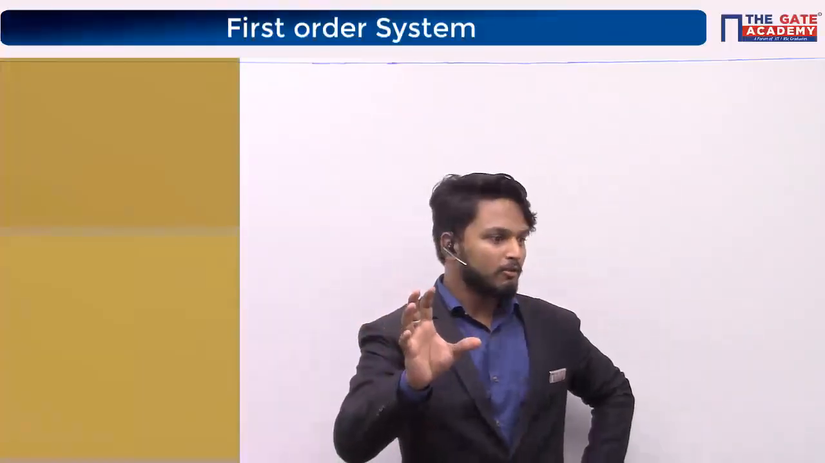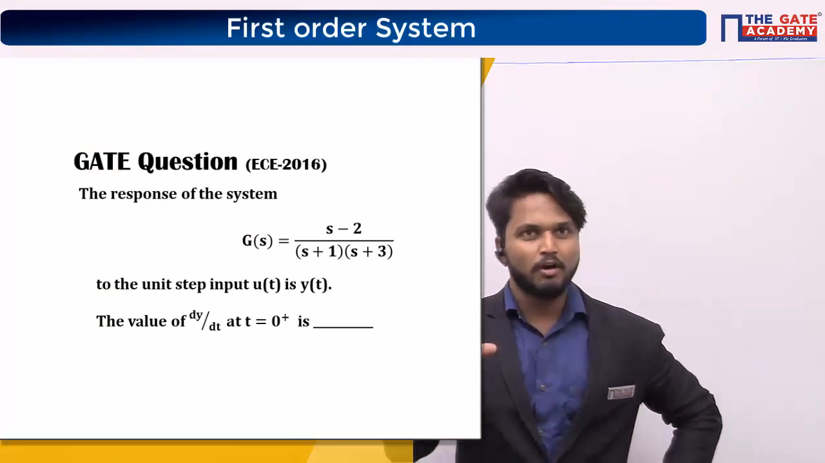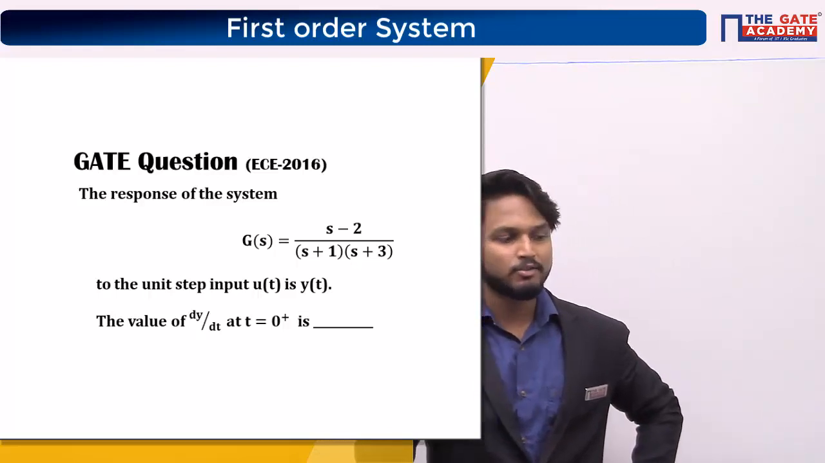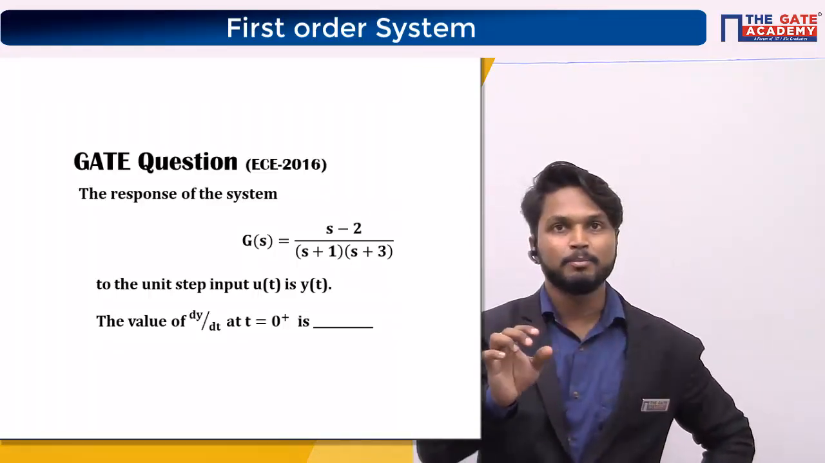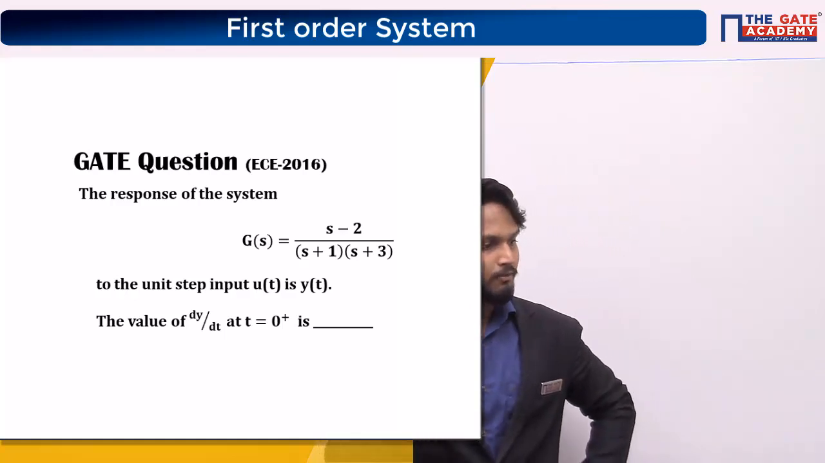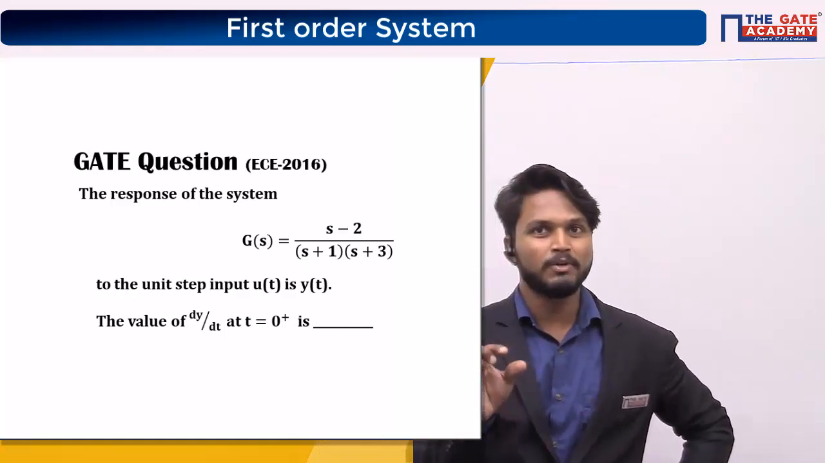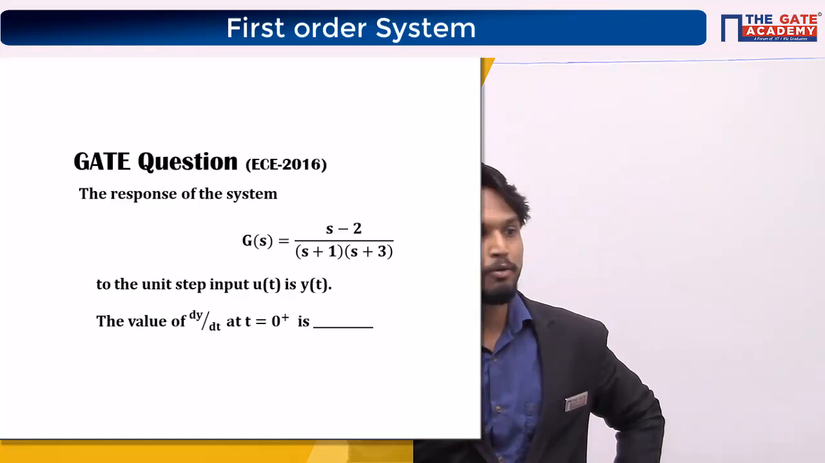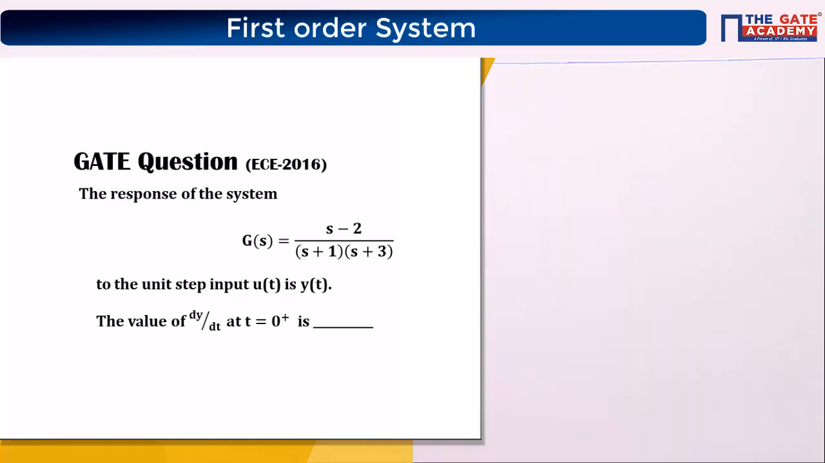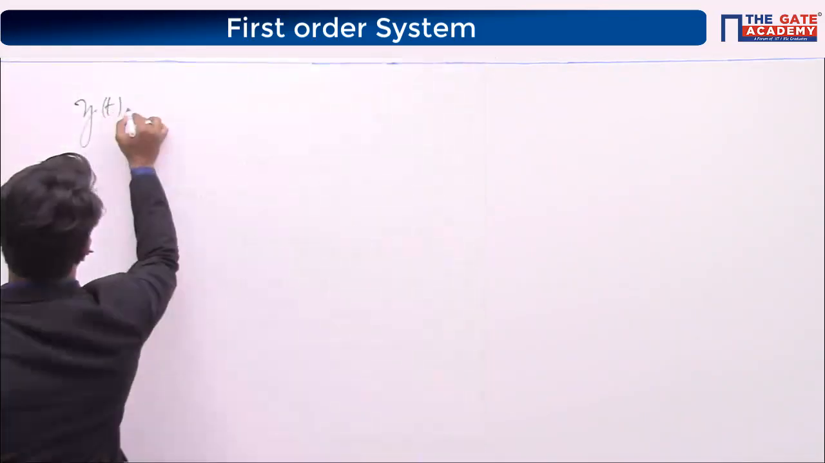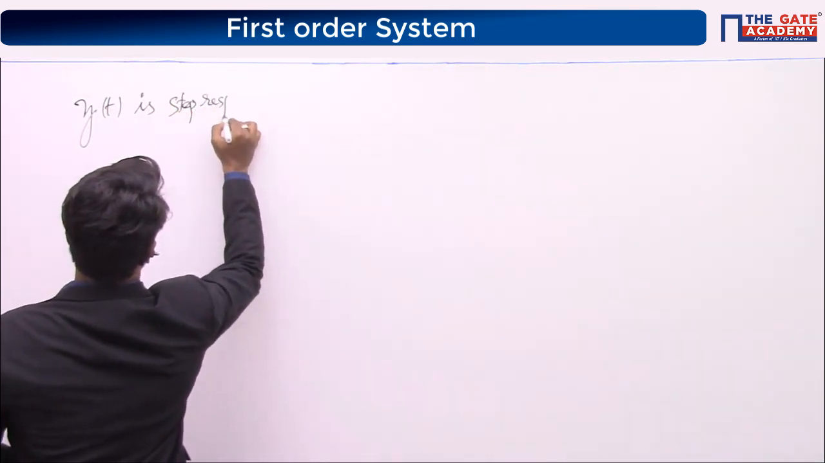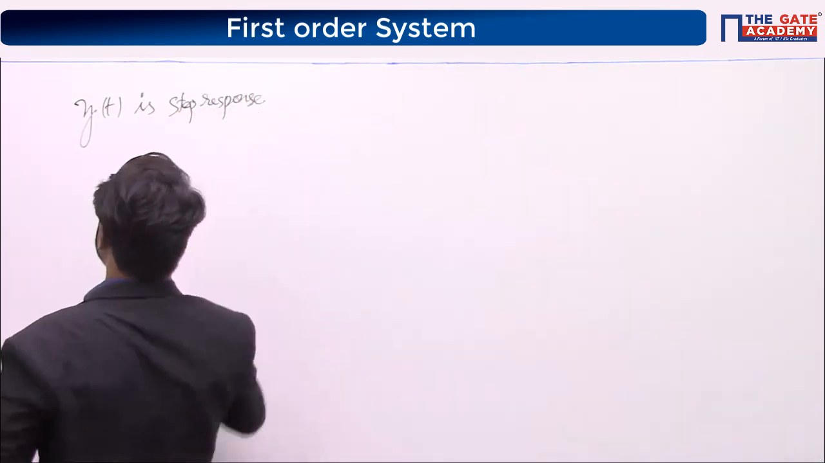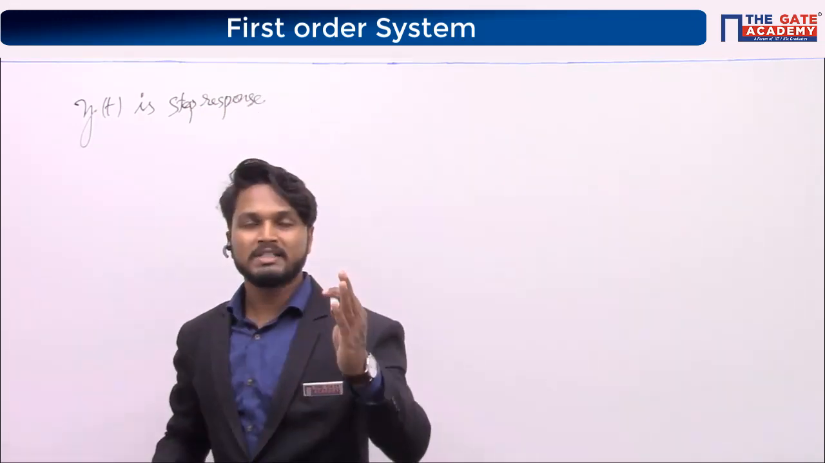Right? So look at the question. The response of the system G of S is equal to (S minus 2) divided by (S plus 1)(S plus 3) to unit step input u of t is y of t. The value of dy/dt at t equals 0 plus is, right? y of t is the step response. What is dy/dt?